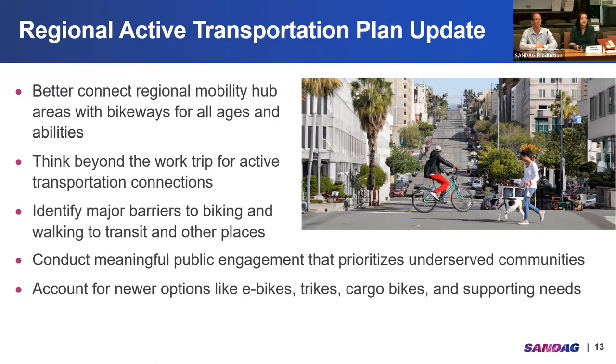We want to identify a lot of the major barriers that are keeping people from walking and biking. That's a lot of good overlap with the safety planning and Vision Zero Action Plan that Sam's leading. What's preventing someone from even considering biking or walking to their destination today, and how can we overcome that challenge? And we, of course, want to conduct meaningful public engagement that prioritizes underserved communities. We'll talk a little bit later about our initial ideas for effective community engagement, because we really want to get your thoughts and input on that.